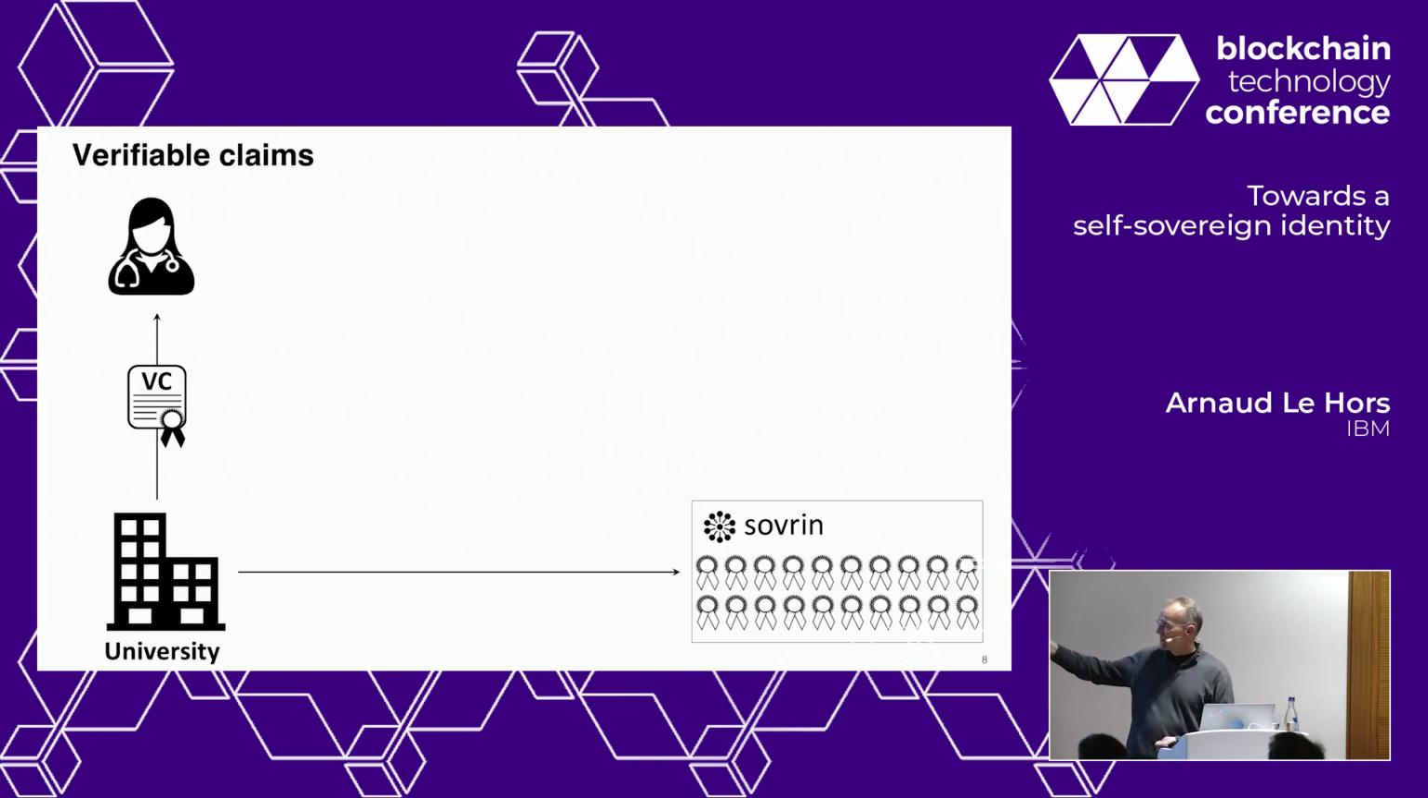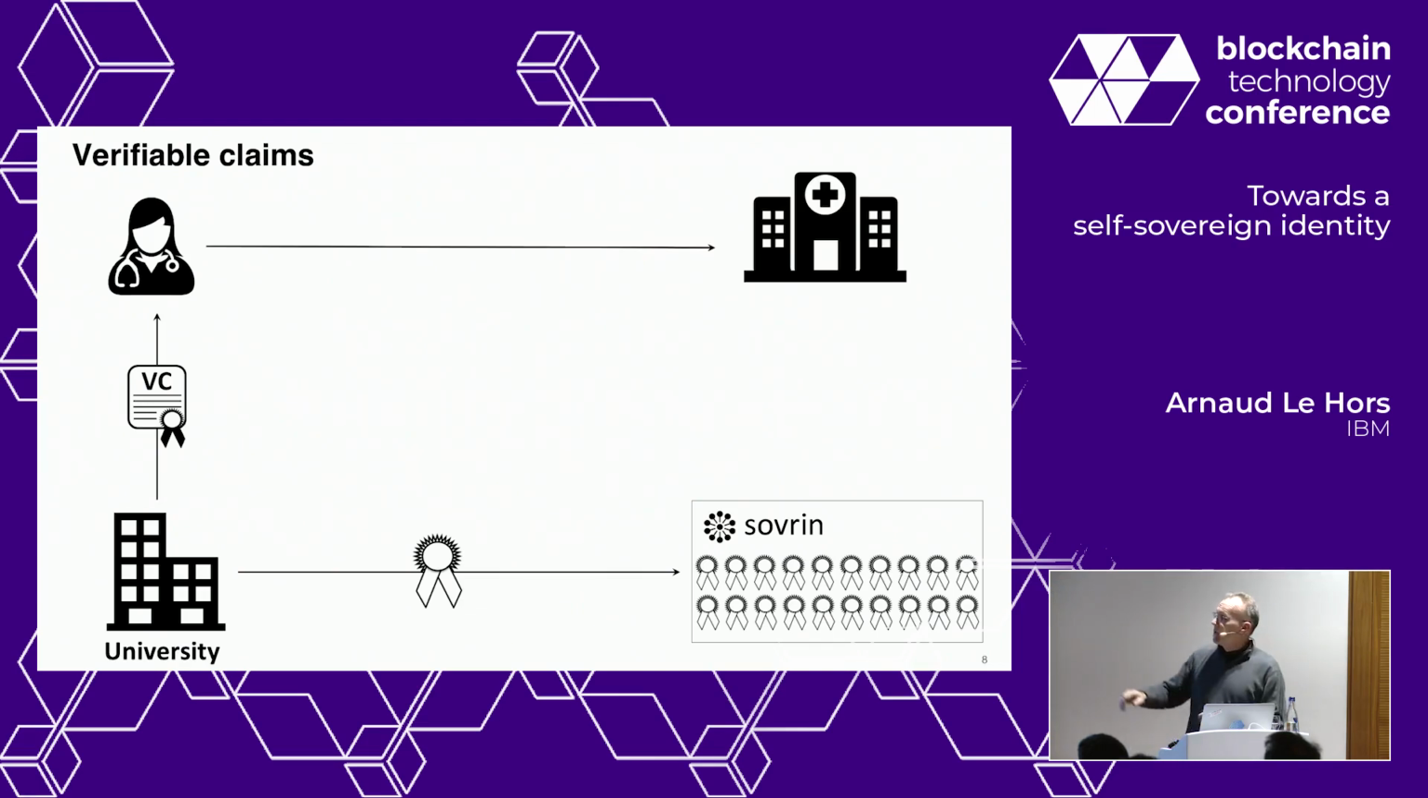In this case, we use Sovrin. Sovrin is a non-profit organization that runs an instance of Indy, okay? And they're going to store on this ledger the cryptographic material necessary to verify the validity of the claim that was given to the person. What this allows is, when the person then goes on to look for a job, they apply for a job at a hospital, they are going to say, hey, I'm a doctor. Well, here's my credential.